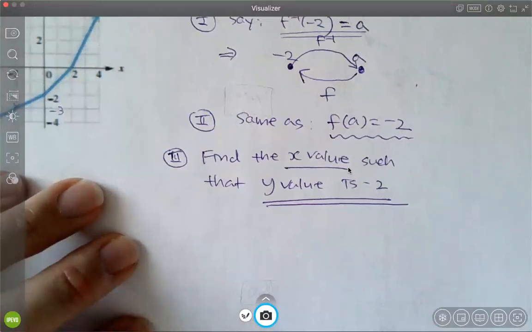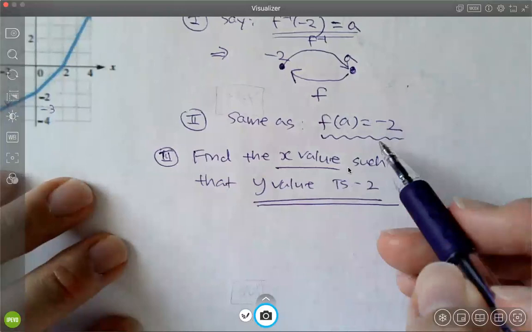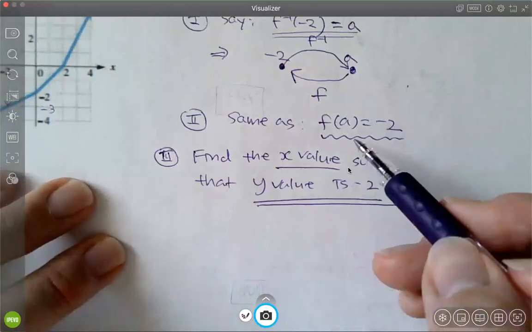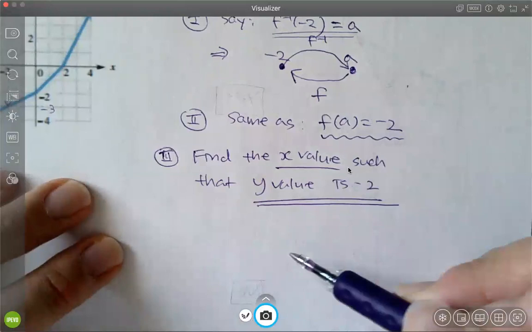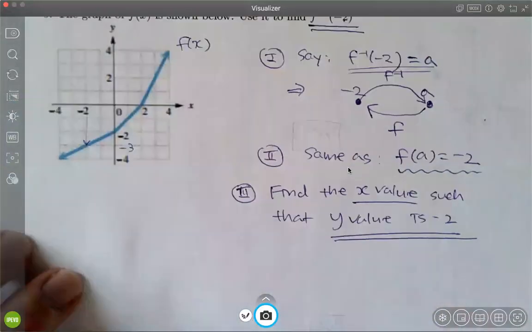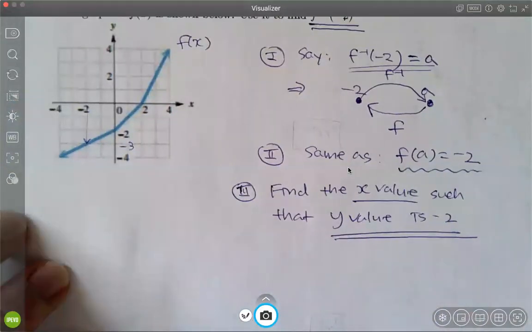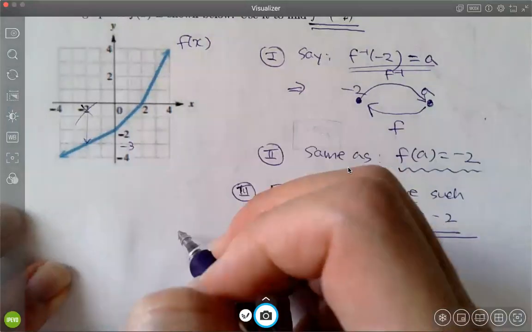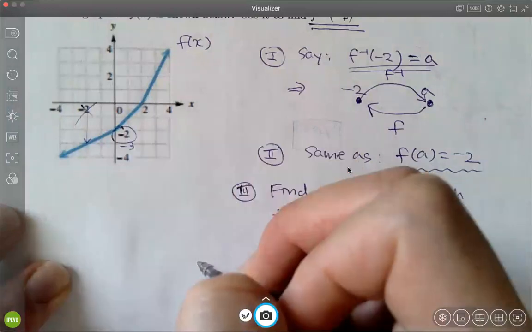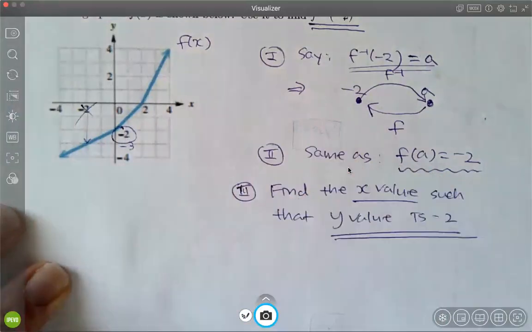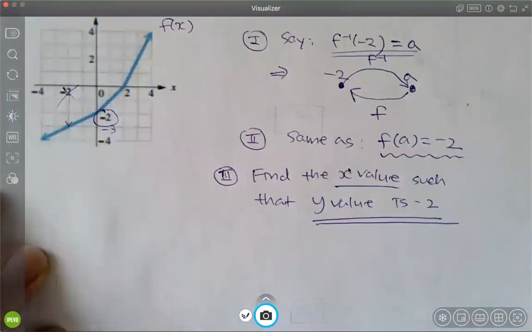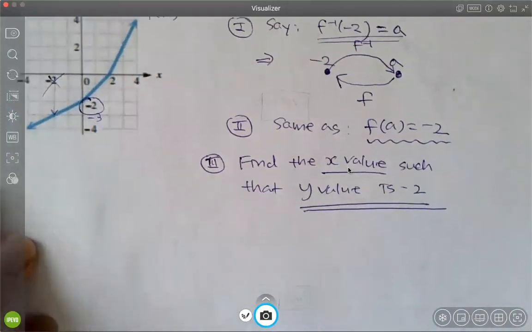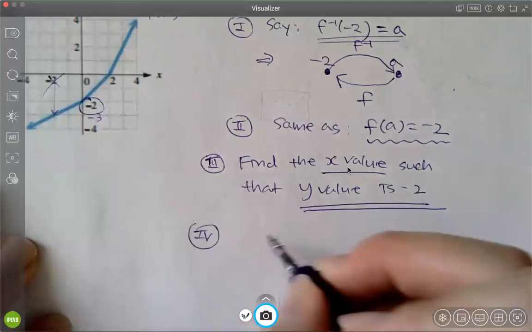Okay, that's what this expression means, right? f of a equals -2. Find whatever x value so that its y value is -2. So from the graph, what do we have to look at? The -2 does not mean the x value, right? Rather, -2 means the y value, right? So what is the x value that corresponds to the y value being -2? 0. Okay, so the answer is equal to 0.